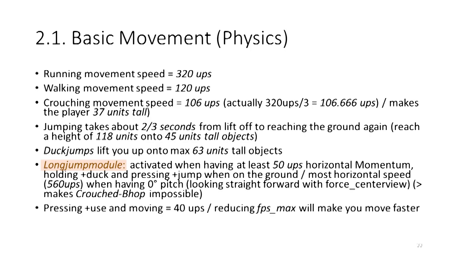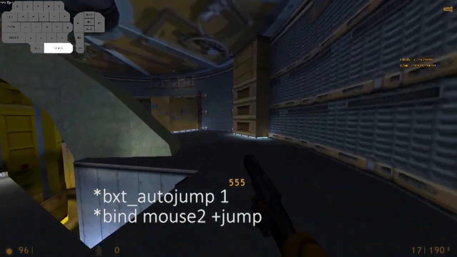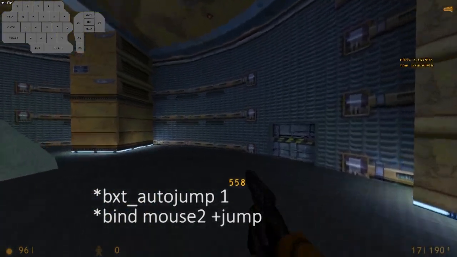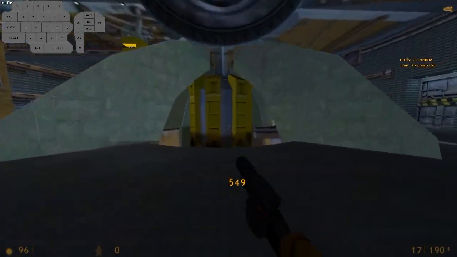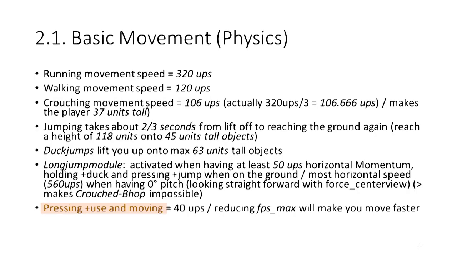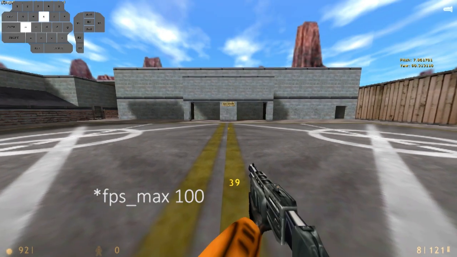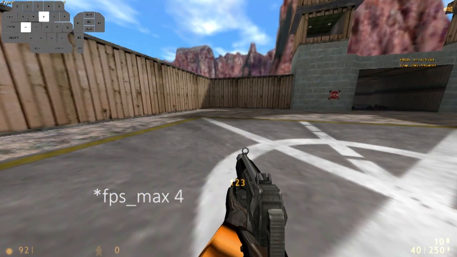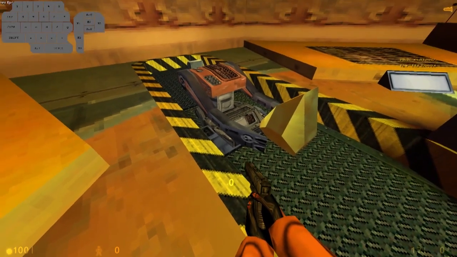The Longjump module is not used in speedrunning the Half-Life main campaign. It gives you a maximum of 560 UPS when having a 0-degree pitch with the force center view command. It works when having a minimum speed of 50 UPS, holding plus duck and jumping. As mentioned, pressing plus use changes your speed with different FPS max settings. It can also be applied when being crouched, making very precise positioning possible.